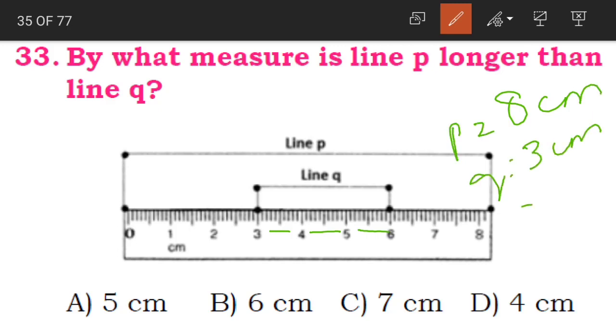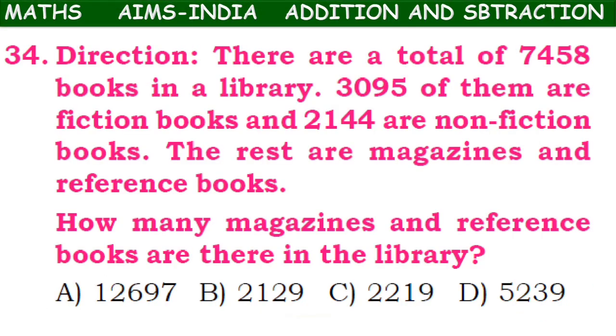Now by what measure is line P longer than line Q? How will we find out, children? Think. Yes, very good. We need to subtract both. 8 centimeters minus 3 centimeters. 8 minus 3 is equal to 5. So our correct answer is option A, 5 centimeters. Yes, children? This is how we find out is option A, 5 centimeters.